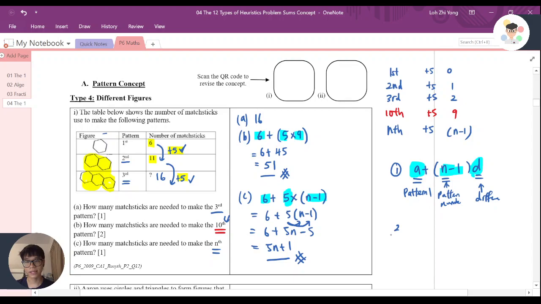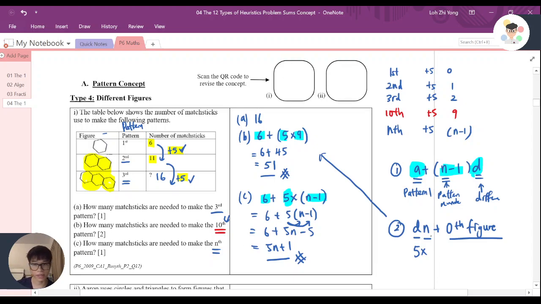Okay. And the second method that you can use is actually the n plus 0 figure. Example, d means the same thing, difference, n basically means a pattern number, plus 0 figure. 0 figure means that the pattern number 0. Okay, so for example, let's try this again using the second concept. d means 5. n means what? n means the pattern number, right? Since we are looking for 10, so we times 10. Plus 0 figure. 0 figure basically means pattern 0, right?